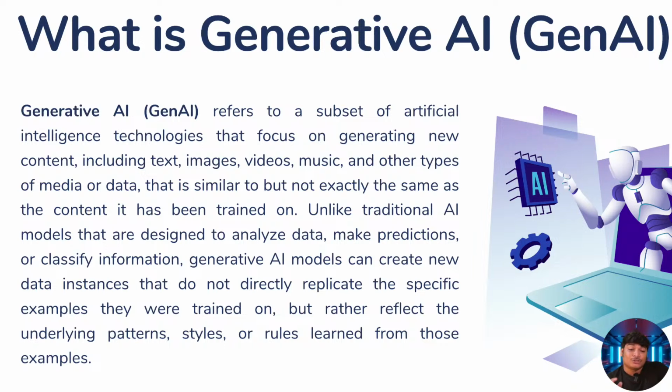Now let's come back to the definition part. It's technology that focuses on generating new content, including text, images, videos, music, and other types of media or data. And this is similar to, but not exactly the same as, the original content that it is trained on. So whatever data you give as training data, the content generated by AI tools is actually not the same. It's different. We'll come to all these applications and how we are utilizing them shortly, but let's complete the definition. I intentionally keep it long because I want to explain it very well.